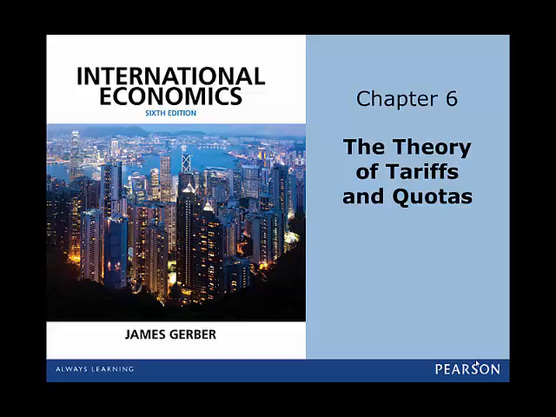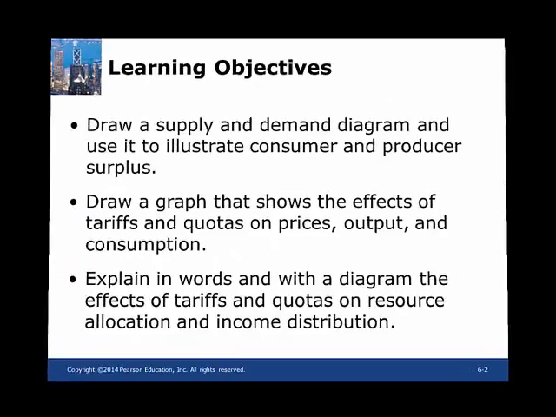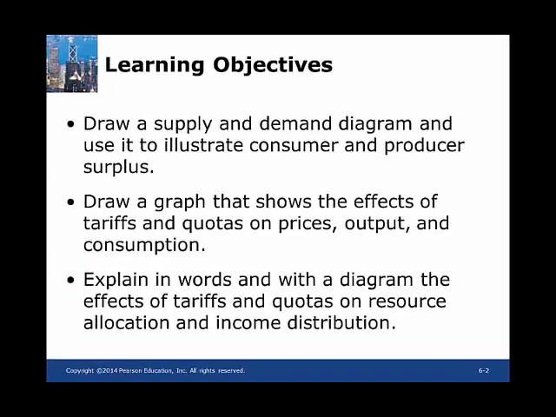Chapter 6 is on the theory of tariffs and quotas. After finishing this chapter, you will be able to draw a supply and demand diagram and use it to illustrate consumer and producer surplus. You also will be able to draw a graph that shows the effects of tariffs and quotas on prices, output and consumption.